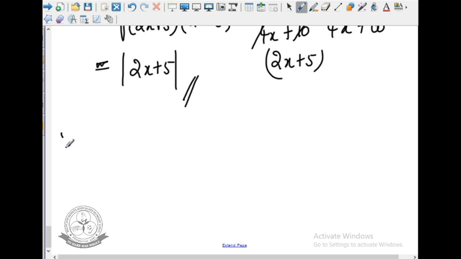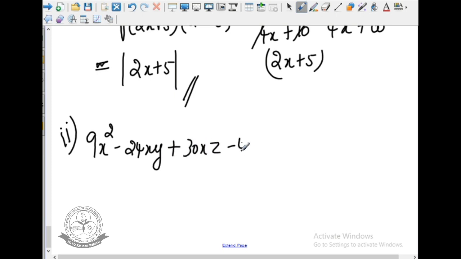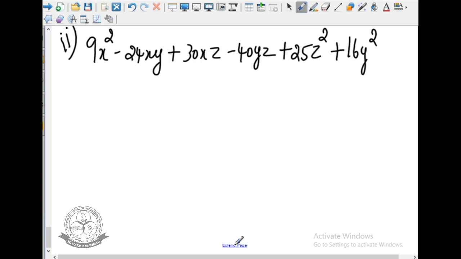For the second problem: 9x square minus 24xy plus 30xz minus 40yz plus 25z square plus 16y square. For this type of problem, first you should write it one time, and afterwards check whether all the minus and plus signs are written correctly or not. Then only can you do the problem in a very easy manner. So here I am writing the question, right.